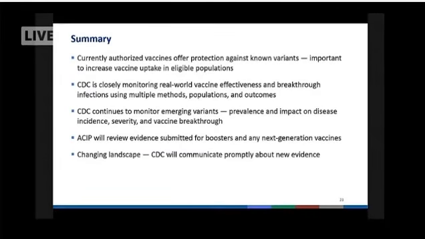The ACIP will review evidence submitted for boosters and any next-generation vaccines to address the evidence of diminished VE related to the variants or waning immunity. Finally, this is a changing landscape, and CDC will continue to communicate promptly about emerging evidence. Thank you.